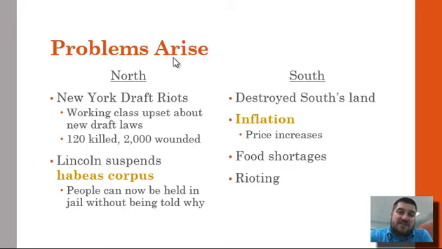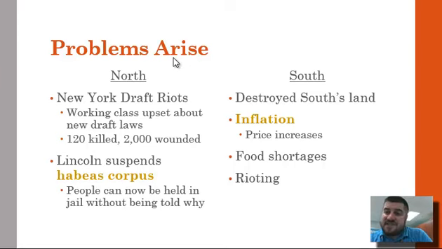And then Lincoln also suspends one of the core principles of the Constitution. It's not even in the Bill of Rights, it's in the Constitution itself, and that is the concept of habeas corpus. And what that means is that if you are arrested, you have the right to be brought before a judge and told why. Well, now people can be held in jail without being told why, and he does this so that we can arrest alleged Confederate spies.